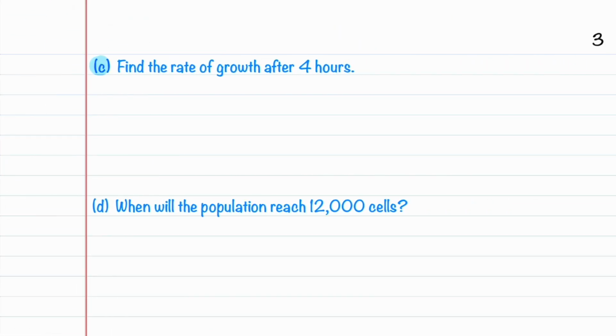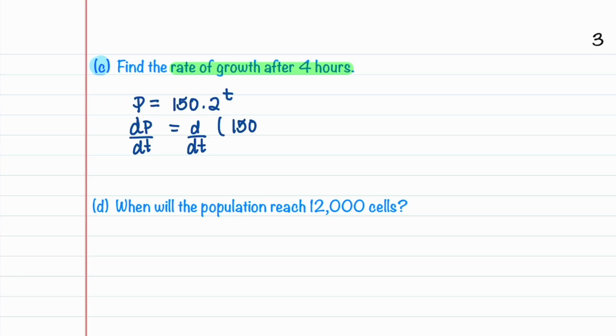Let's now look at part C. We are going to find the rate of growth after 4 hours. Whenever you see the word rate, that means that we are going to be taking a derivative. Let's start by writing down what our population is. Our population of our bacteria is P is equal to 150 times 2 to the T. The rate of growth then is dP dt, and that's the derivative with respect to time of our right-hand side, 150 times 2 to the T.